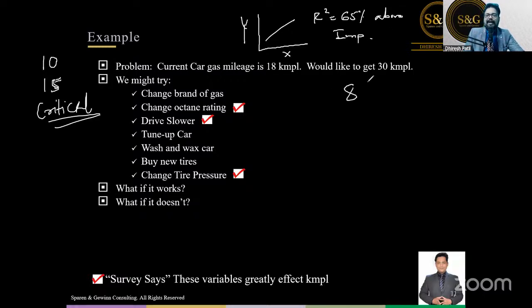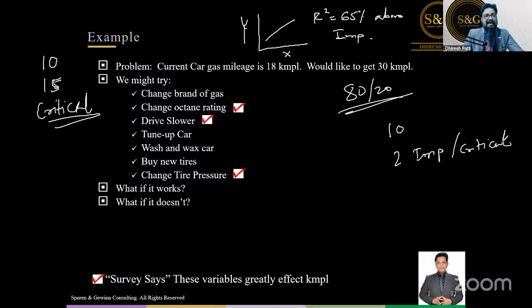Everywhere there will be 80-20 principle. Remember this. Out of 10, you will find 2 very important factors, significant critical factors. Rest will be insignificant. Understand this. Out of 15, there will be 3 to 4 significant factors. Rest, see, it's very simple. 80-20, very simple hai. Logic use kariye.